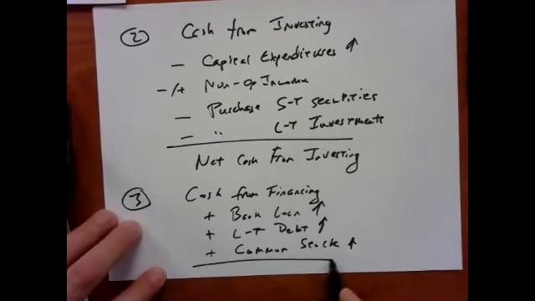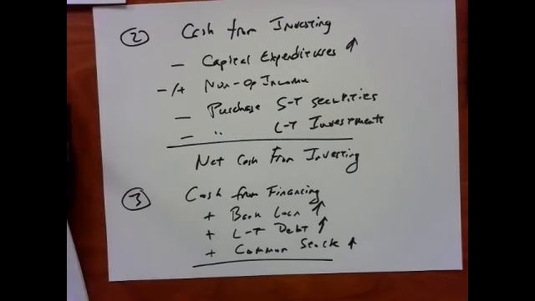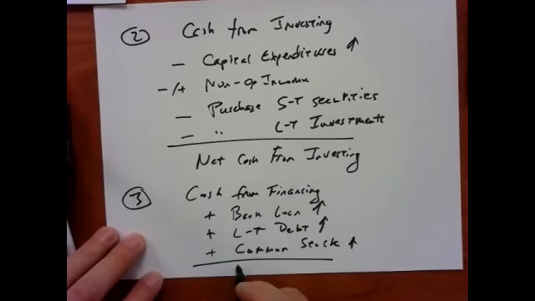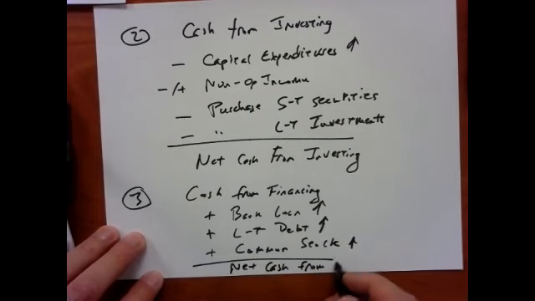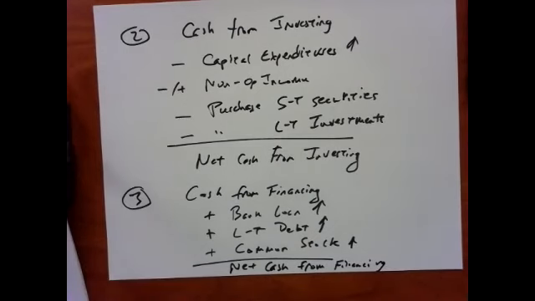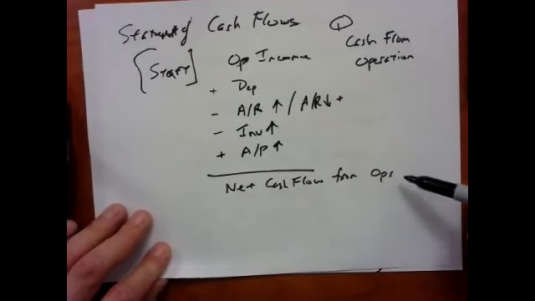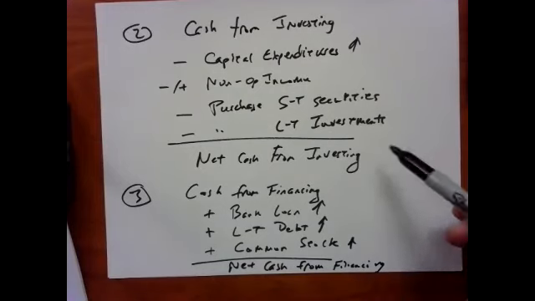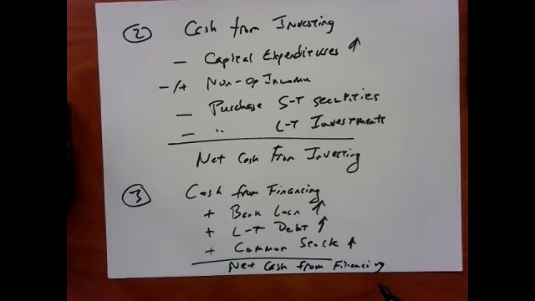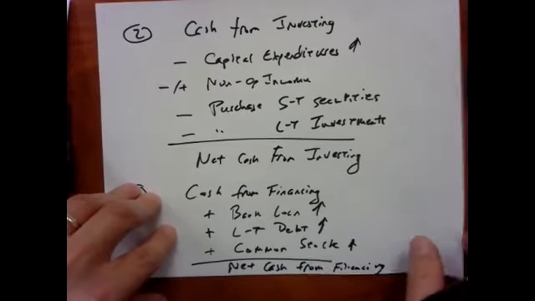So those all net out to net cash from financing. At the end of it, we add the three net flows together. We start with the net cash flow from ops, we add the net cash from investing, and we add the net cash from financing, and that gives us our change in cash on the cash flow statement.